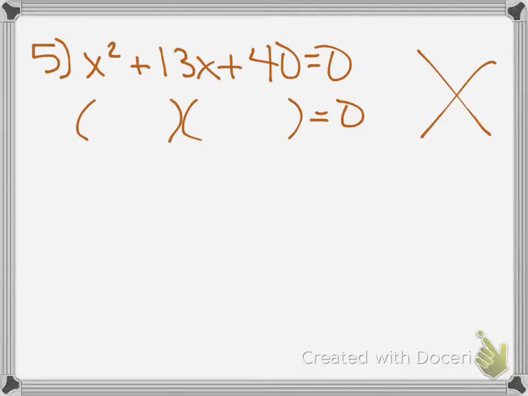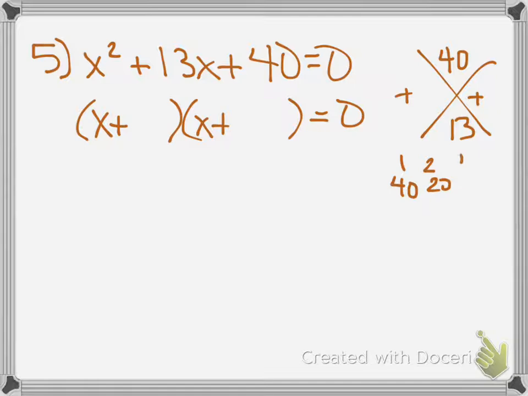Okay, so now let's look at how we do it differently for solving. Now I have number 5 here. Plus plus is plus plus. Got the 40 on top, 13 on the bottom. So I'm looking for two numbers that multiply to give you 40 and add up to 13. I got 1 and 40, 2 and 20, 3 doesn't work, 4 and 10, and then 5 and 8. 8 plus 5 is 13, so it's 8 and 5.